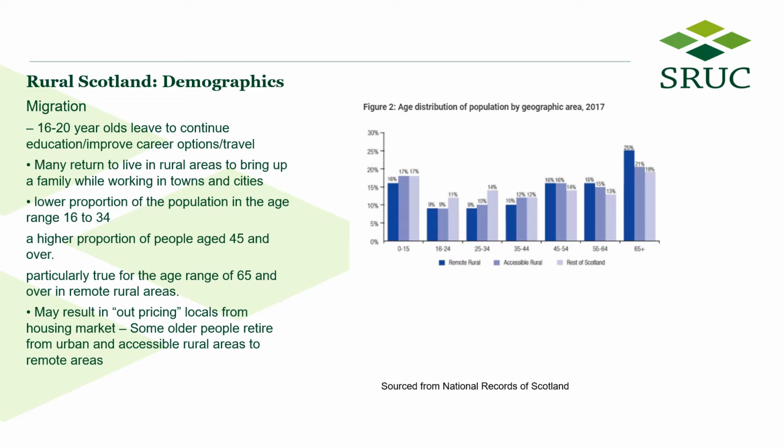For the age range of 65 and over, we know that there's definitely a lower proportion of younger people in those areas. Also, there's an interesting trend where we have older people retire from urban and accessible rural areas to remote areas, and this may result in outpricing locals.